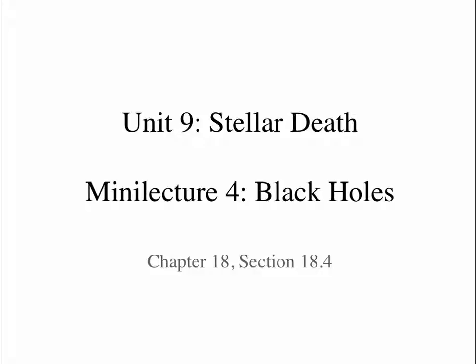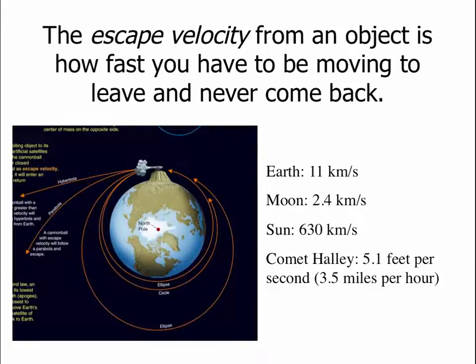But to understand what a black hole is, we need to leave stars for a minute and go back to talk about gravity. So if I toss something up in the air, it'll go up and come back down. And if I toss it faster, it'll go further before it comes back down. And if I throw it fast enough, it would actually go all the way around the Earth and come back around. And we call that orbit.